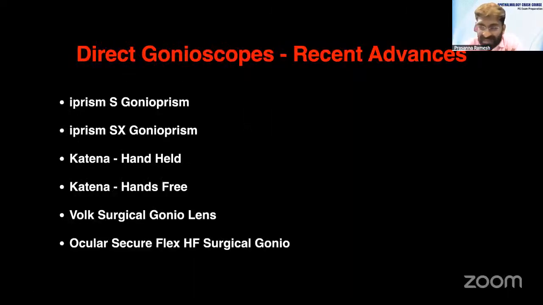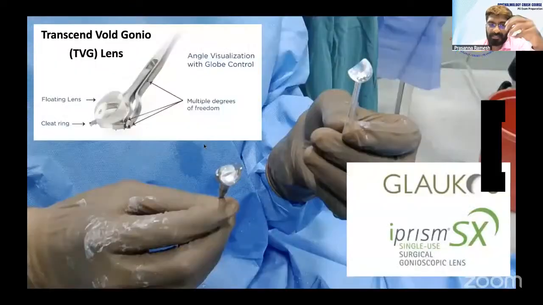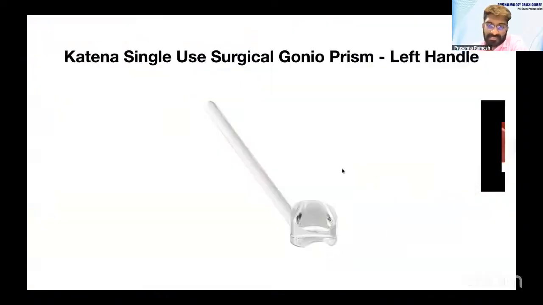And these were always there. MIGS is not something very novel, it has just resurfaced with these gonio lenses, which are disposable: iPrism S, iPrism SX, Katena, handheld, hands-free, Volk surgical gonio lens, Ocular Secure Flex, HF surgical gonio lens. These are some of the disposable lenses, and my videos are going to be mainly on the TVG lens, iPrism, and the Katena. I have no financial disclosure for any of the lenses.